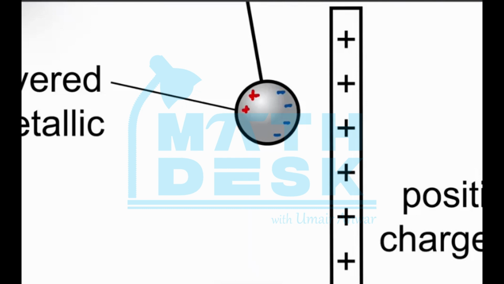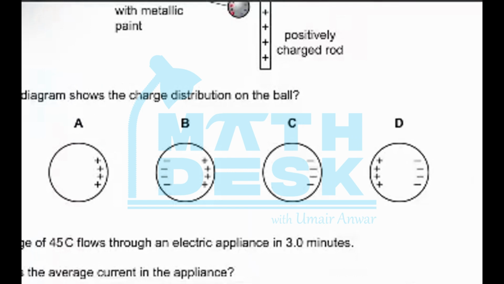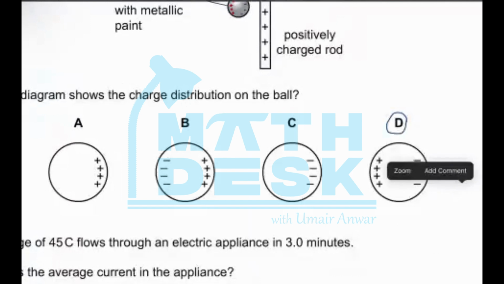So out of the given options, option D would be correct, that a negative charge would be built up near the positively charged rod, and a positive charge would be built up in the opposite side of the sphere.